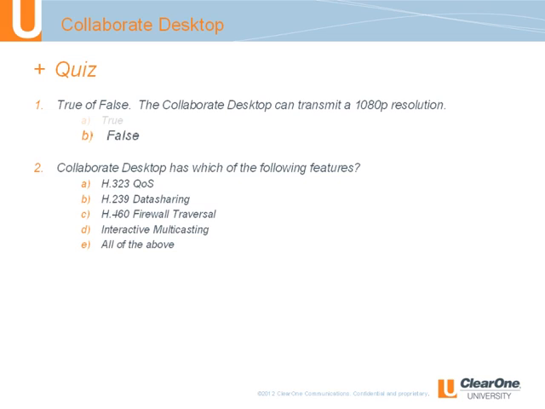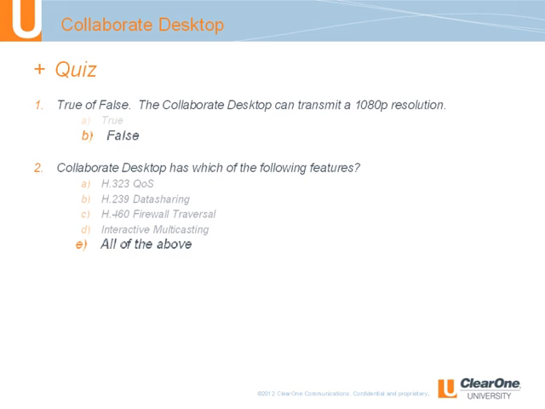Number 2, Collaborate Desktop has which of the following features? H.323 QoS, H.239 data sharing, H.460 firewall traversal, interactive multicasting, or all of the above. The correct answer is E, all of the above.